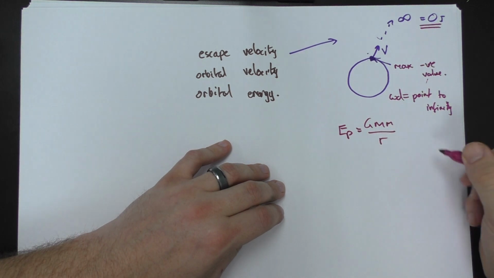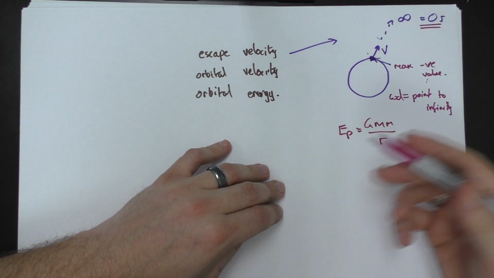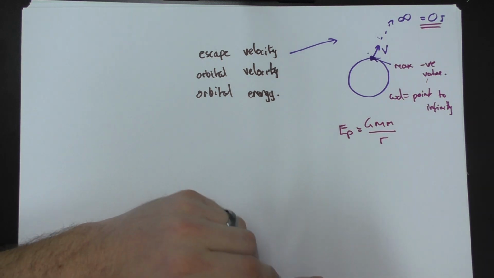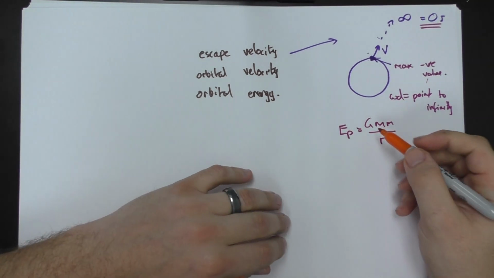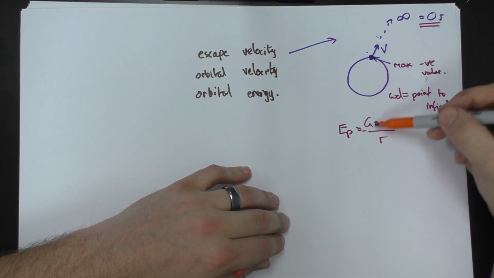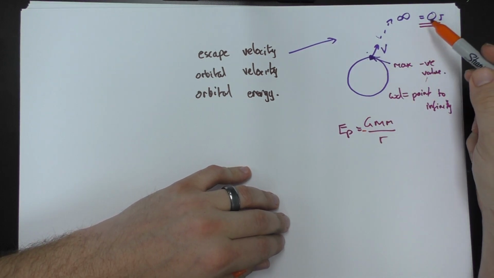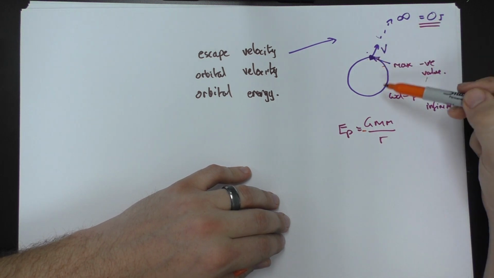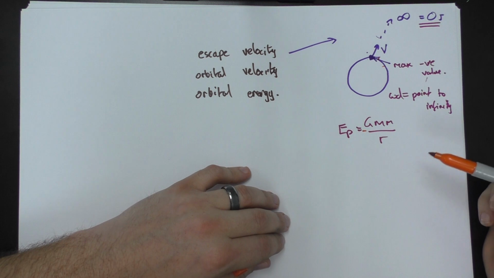GMm over R. Again, if you don't remember where that equation has come from, go back, watch one of the earlier videos, it will explain where that comes from. So we've got this equation. Oh, bear in mind this is negative as well, because obviously in gravitational fields this is 0, and then everything is negative because we've got to put work in to make it less negative in this case.